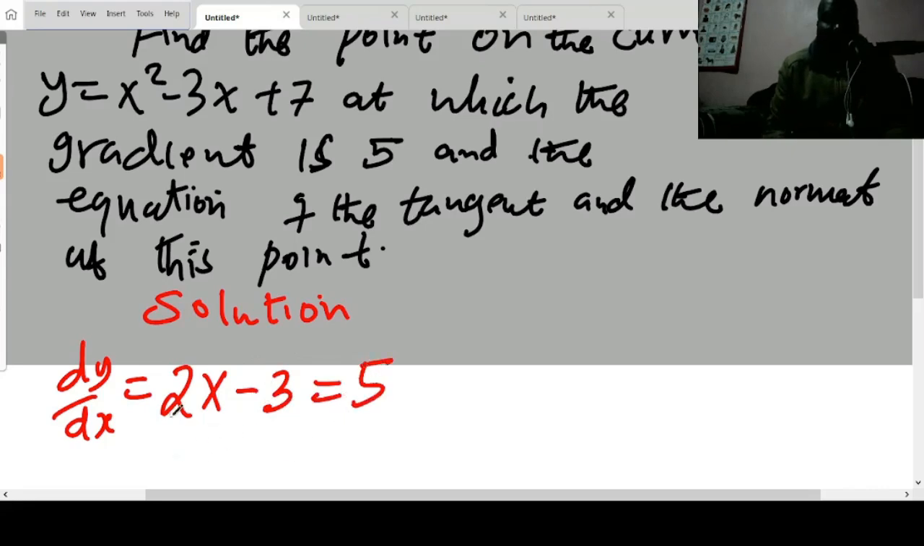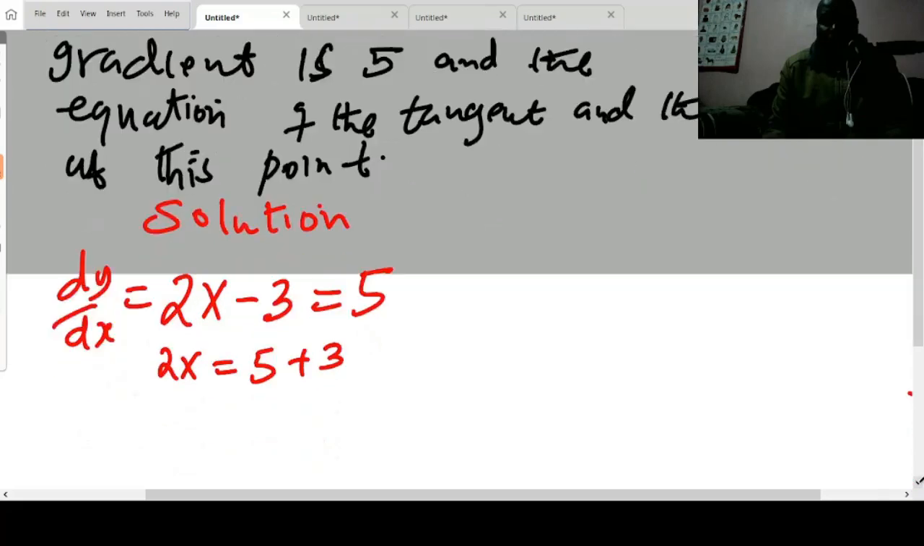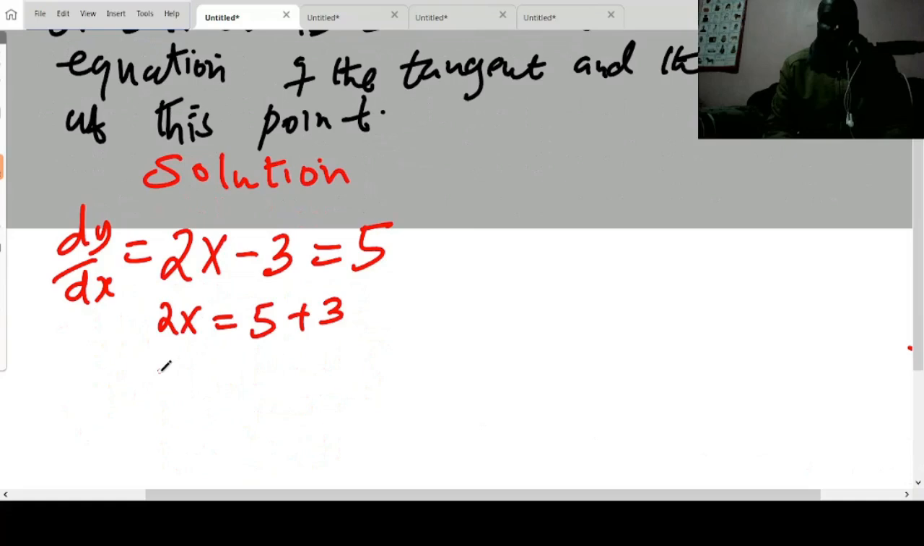So we want the value of x. So here we are going to say 2x is equal to 5 plus 3, right? So we are going to say that 2x is equal to 8, and the value of x, we divide by 2, is going to be 4.